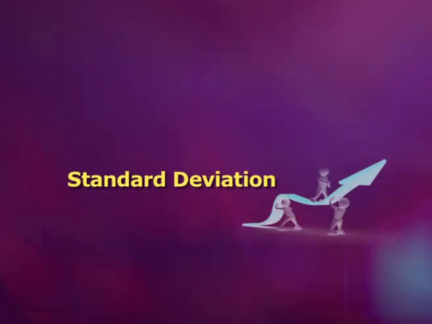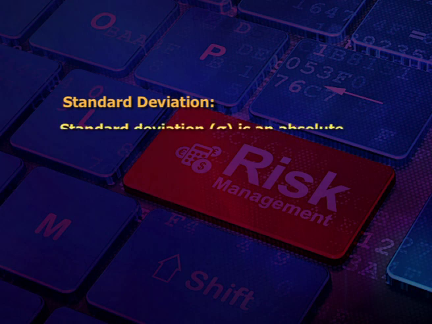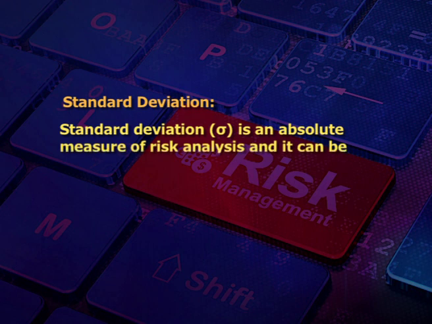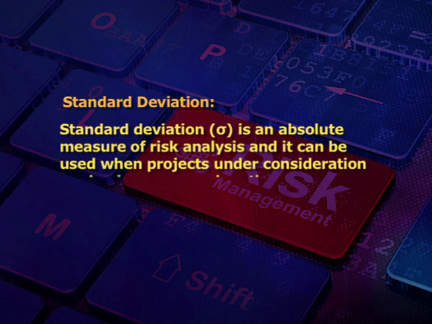Now, let us understand standard deviation. Standard deviation is an absolute measure of risk analysis, and it can be used when projects under consideration are having the same cash outlay. Statistically, standard deviation is the square root of variance, and variance measures the deviation about expected cash flow of each of the possible cash flows.